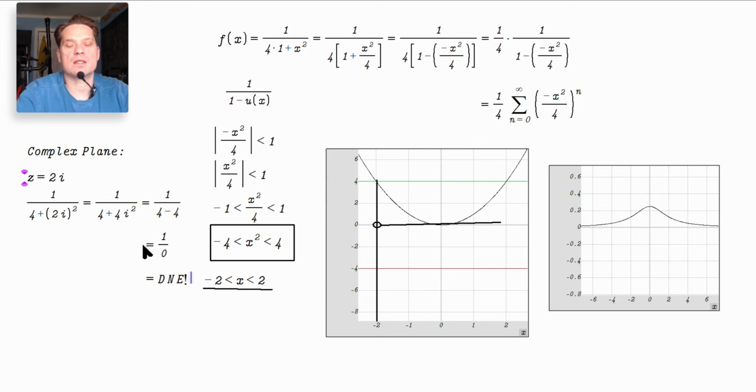It doesn't exist. So that shows up here in this fact, even though the graph of the original function does not appear to have any asymptotes. They're coming from the complex plane. They're coming from another dimension, so to speak.